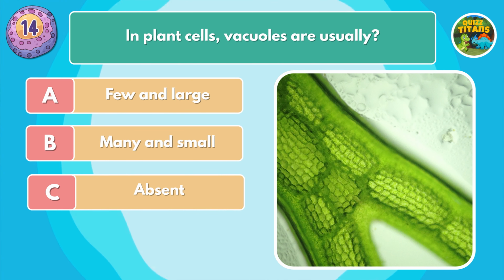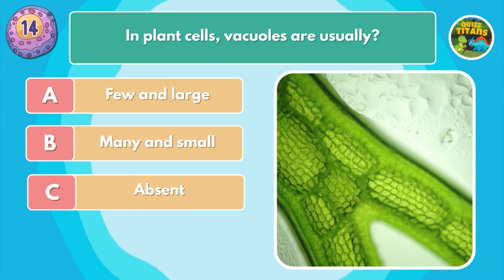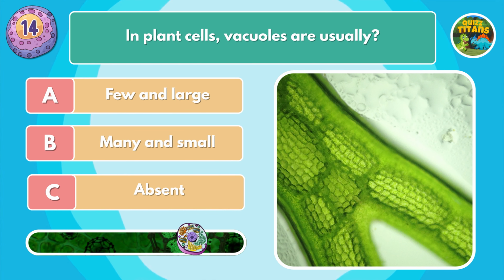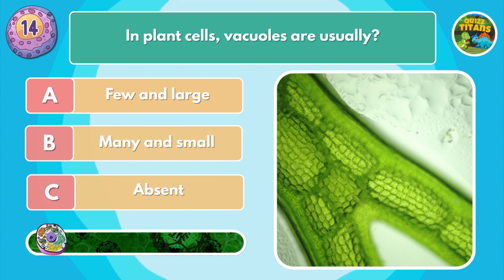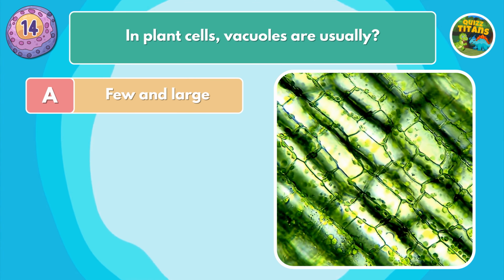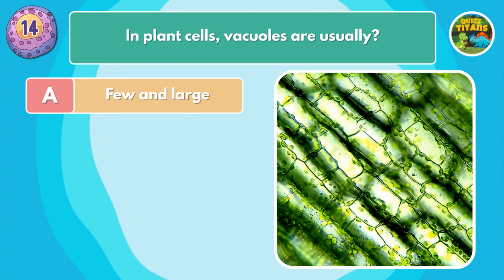Think of vacuoles as storage bags inside cells. But in plants, what do they usually look like? And the right answer is few and large. That's how plant cells store water and nutrients.